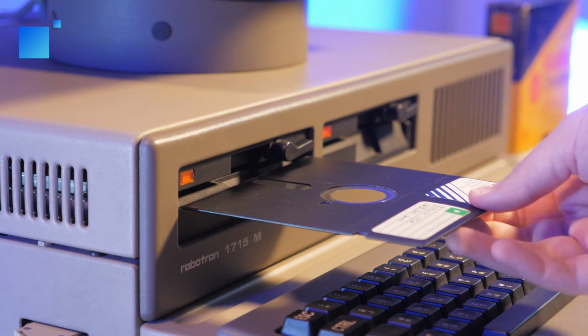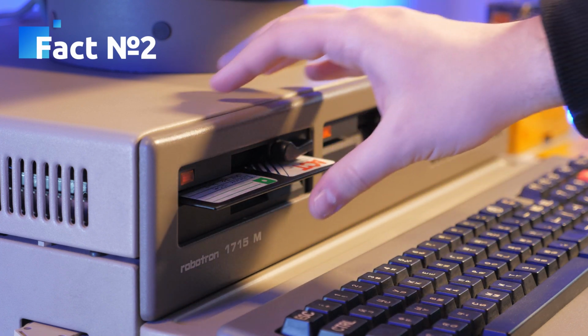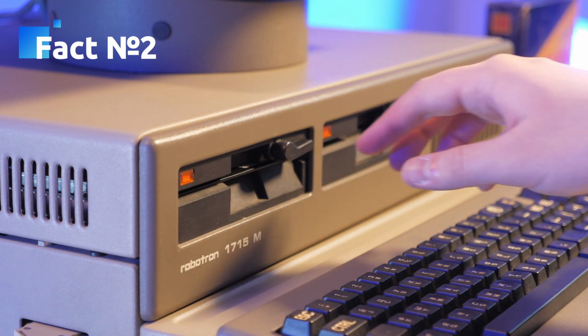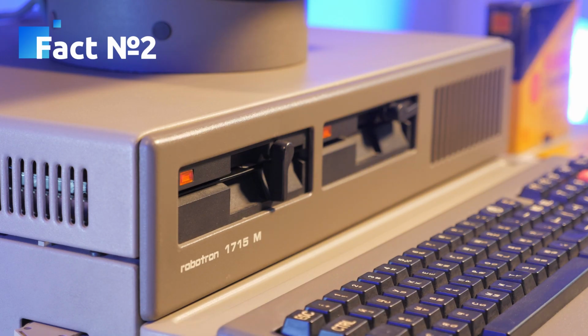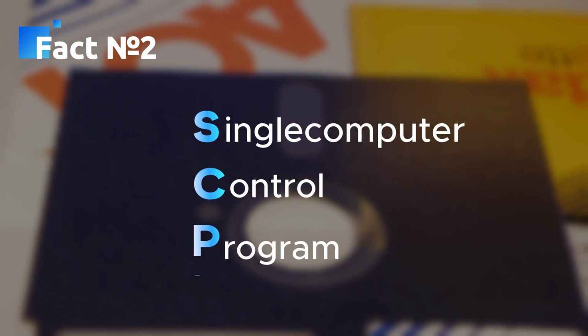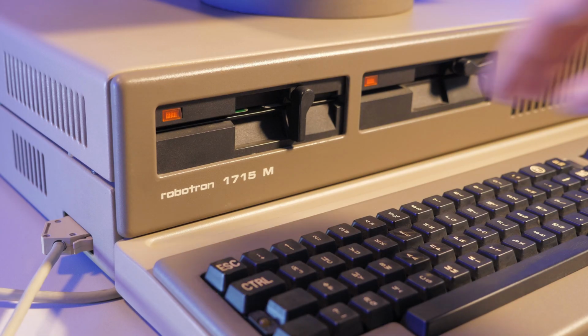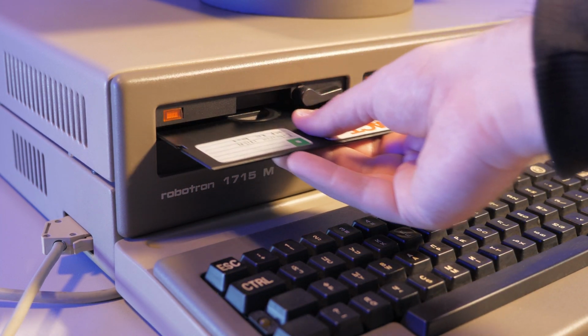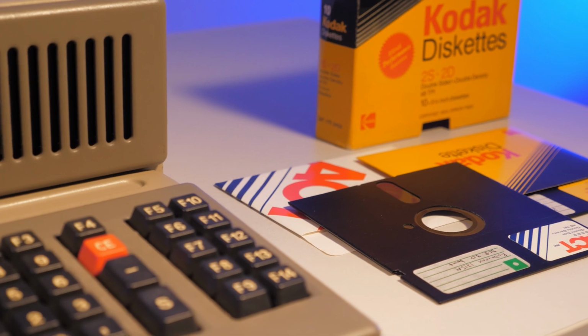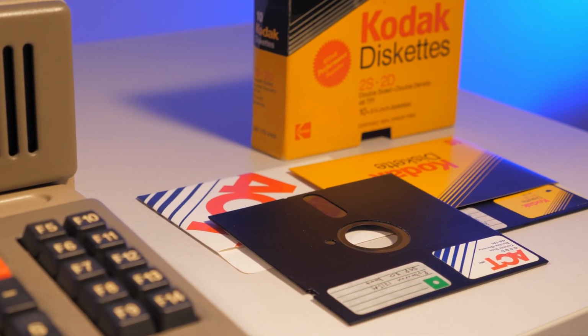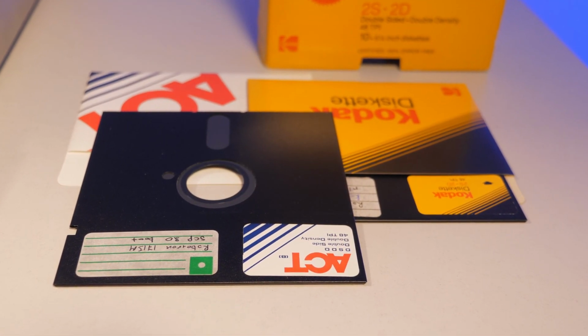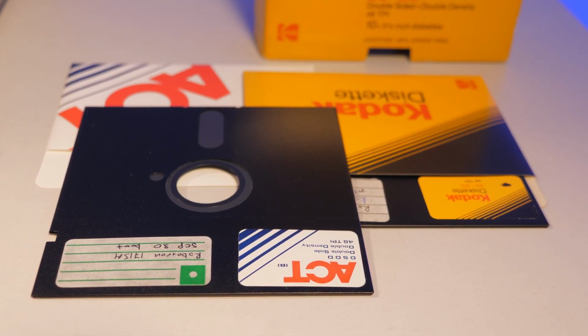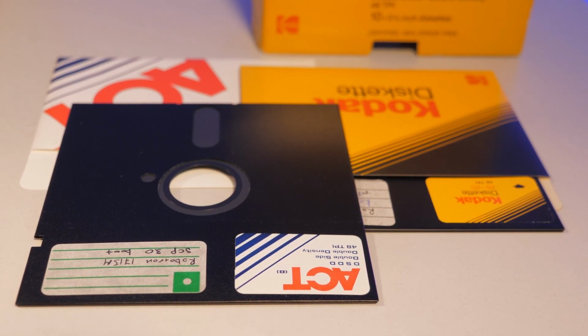Despite the similarities between Robotron 1715 and Robotron 1715V, the latter used the SCP 3.0 operating system. An SCP abbreviation can be deciphered as Single Computer Control Program. The SCP 3.0 operating system, like the previous version, is compatible with the CPM system, which was very common at the time. Moreover, CPM was originally created for Intel 8080 processors. It was an ideal choice for the Robotron 1715V, since it had a U880 processor, compatible with Zilog Z80.